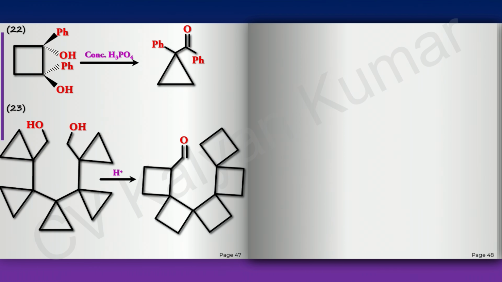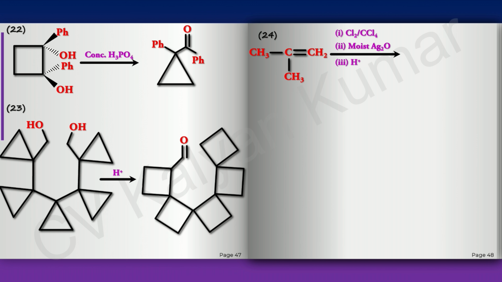Now sometimes reaction can be given as a sequence. Suppose they give you this. I want you to pause the video now and make the product, both KCP and TCP.